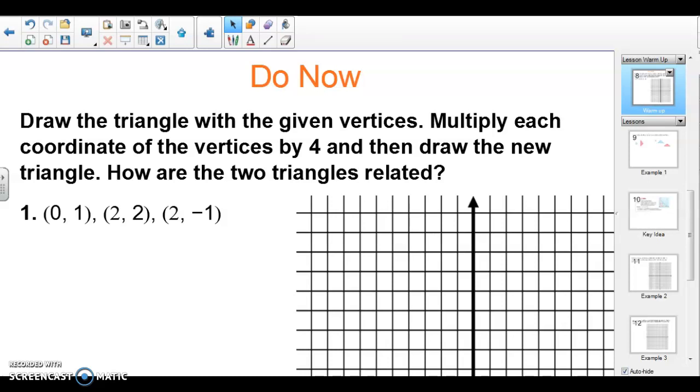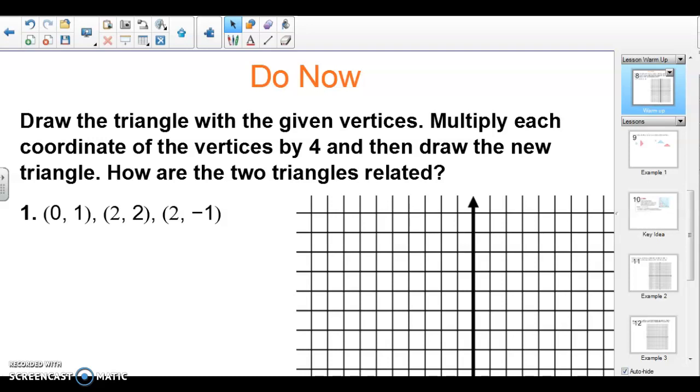Today we're going to start on dilations, which is section 2.7. If you had any questions about the area or perimeter of similar figures, which was 2.6, please make sure you email somebody and set up a Google Meet so we can discuss those concepts a little further.